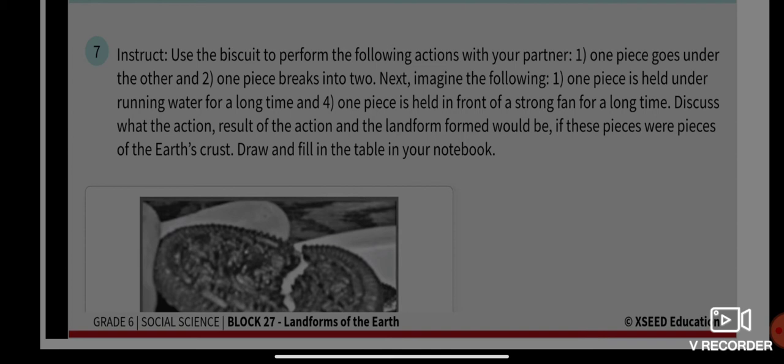If you put one piece of biscuit into running water for a very long time, and then you take another piece of biscuit in front of a strong fan for a very long time, now discuss what will happen. Try to imagine what will happen, and the result of the action and the landform that would form. And if these pieces were pieces of the earth's crust, you have to draw and fill in the table in your notebook. Okay, what will happen?